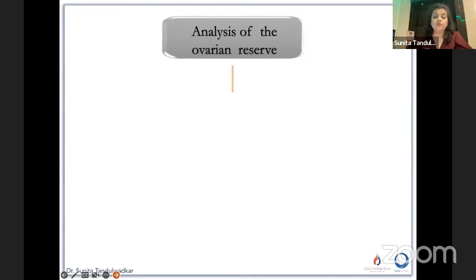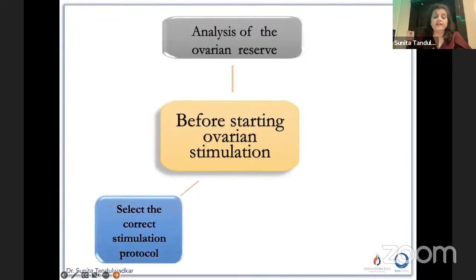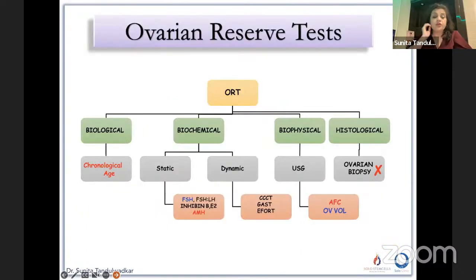Now, before you do anything, it is important to analyze the ovarian reserve of the patient. Before starting the ovarian stimulation, we need to select the correct stimulation protocol for that patient and define the goal. So when your patient comes with their history, you have to come to this diagnosis in your mind. And then, what are the various tests if I want to see the ovarian reserve?